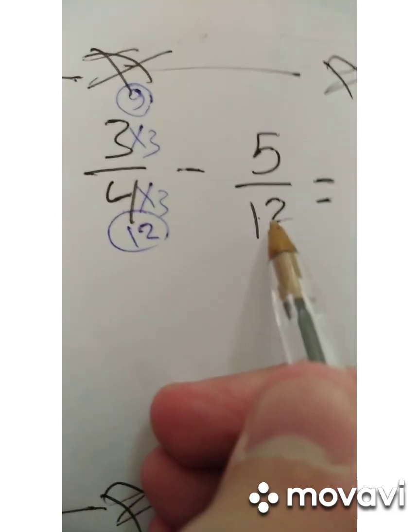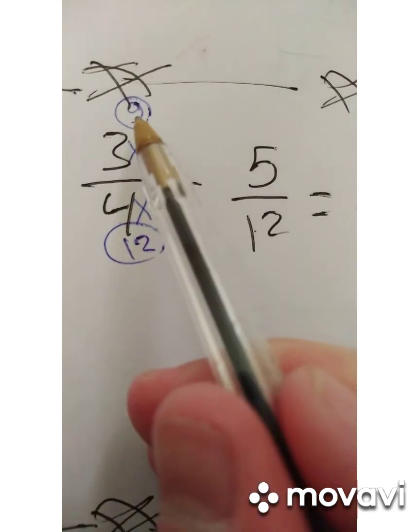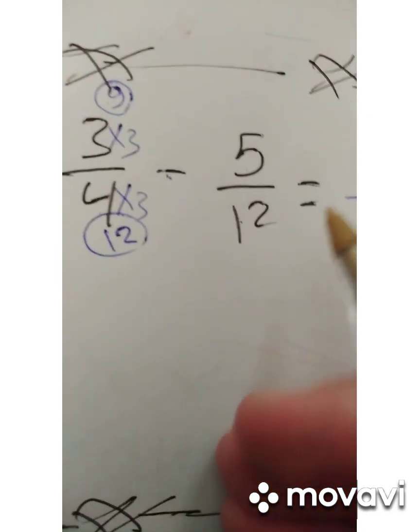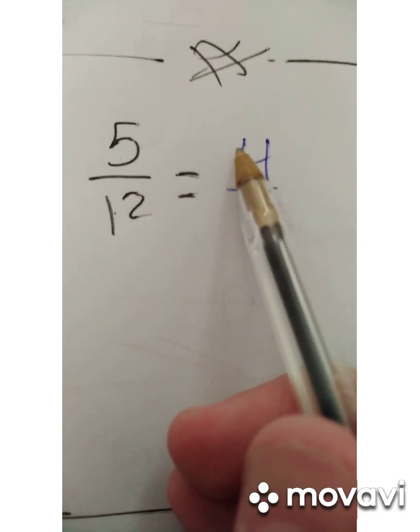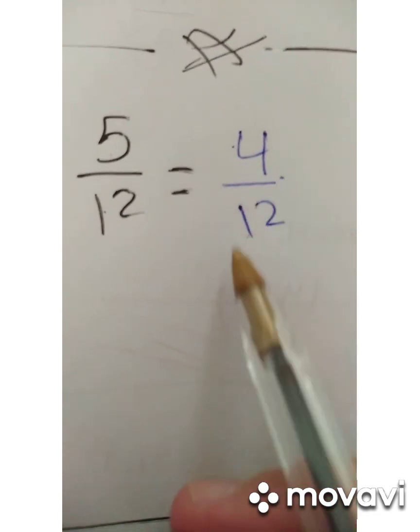Then now we have the same denominator. So put 12 now, and subtract. Pay attention, we subtract. Okay? 9 minus 5 equals 4. So our fraction is what? 4/12. Is it in simplest form? No, it is not in simplest form.